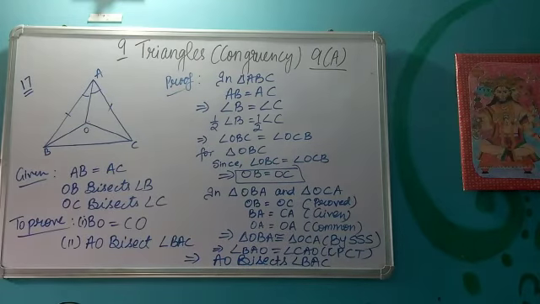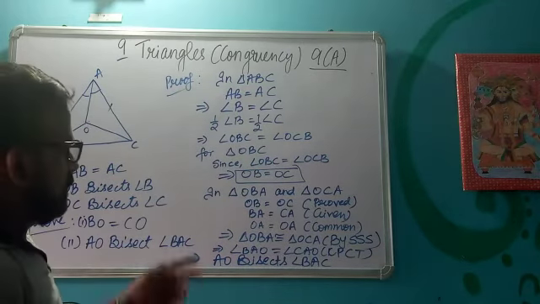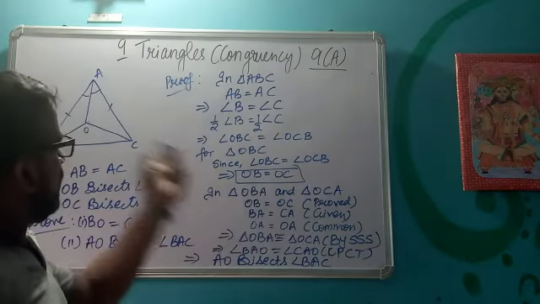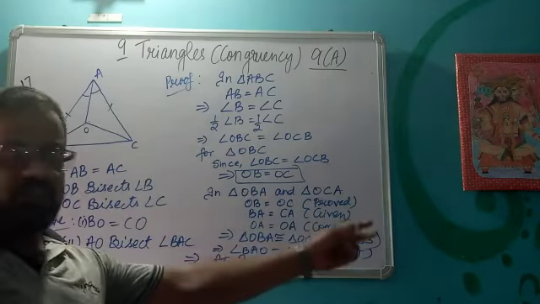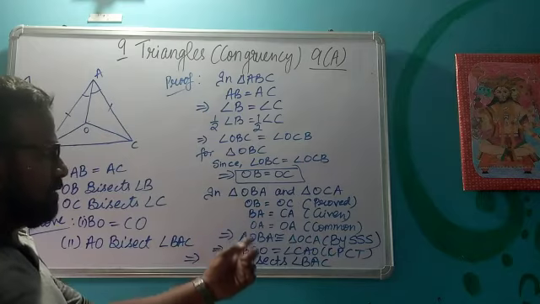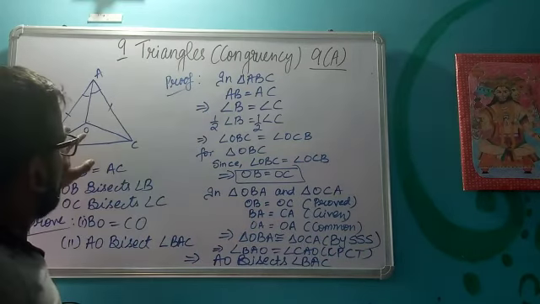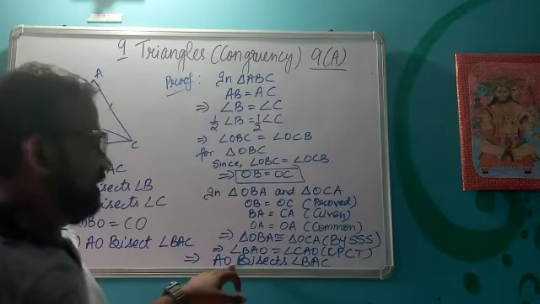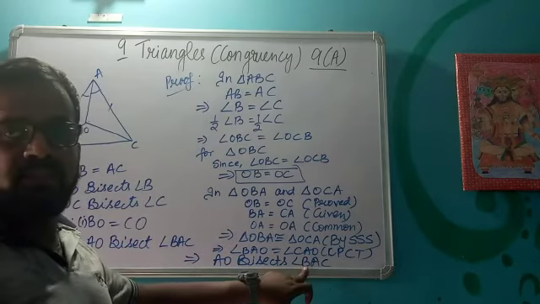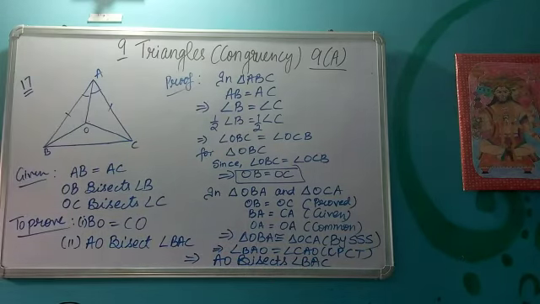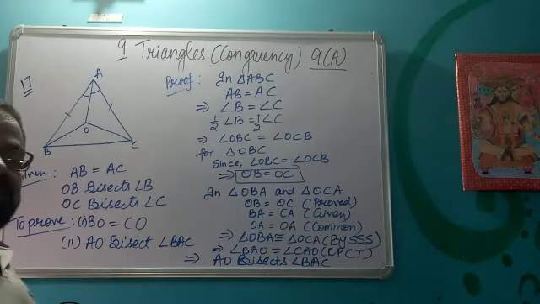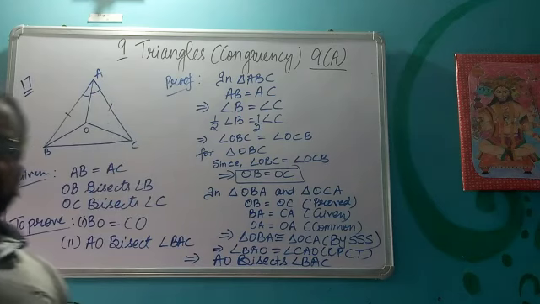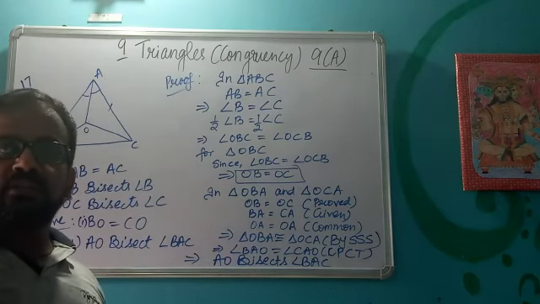And since these two angles are now equal to each other, we can say that AO bisects angle BAC. Okay, so each and every step is connected to each other. First we proved OB equals OC. Then we took two triangles OBA and OCA. Then after proving them congruent, we proved these two angles are equal by CPCT. So we can say that AO bisects angle BAC. So this is how we can solve the questions, by using the concepts of triangles as well as the criteria of congruency in triangles.